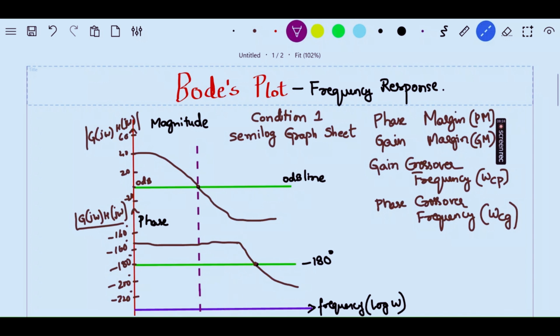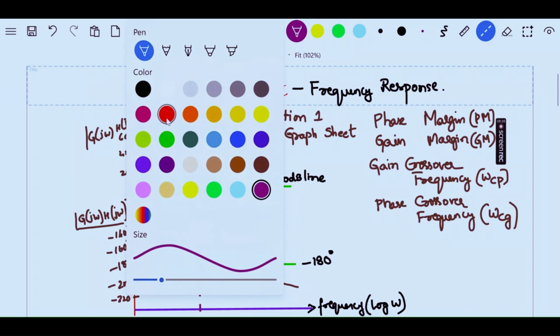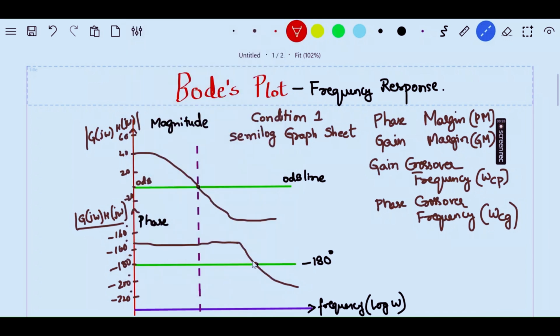Similarly, we'll draw the same sort of line from the minus 180 degree point, the point where the phase plot has crossed minus 180. We draw a vertical line which crosses the frequency axis, and also upwards, which should cross the magnitude plot.